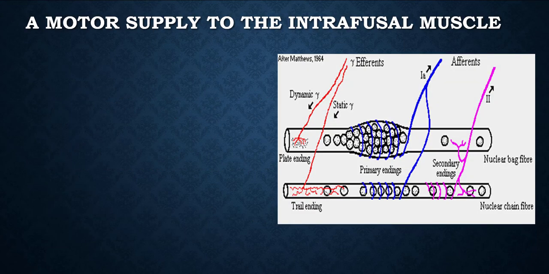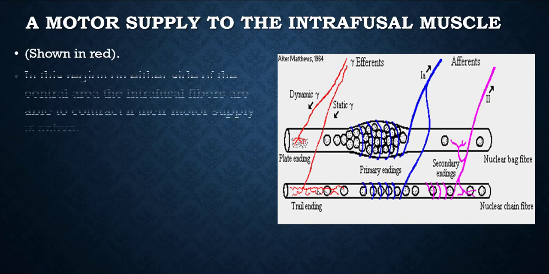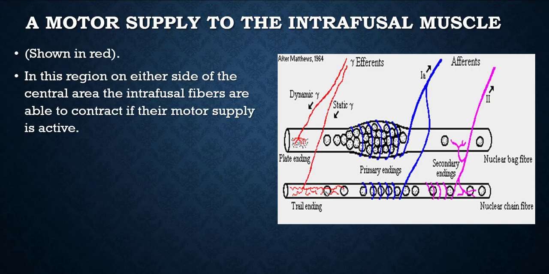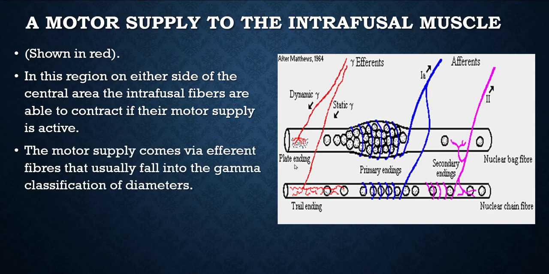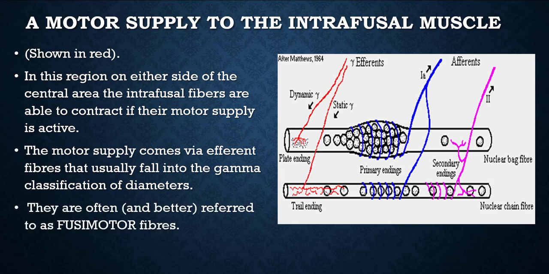A motor supply to the intrafusal muscles, shown in red color in this picture. In this region, on either side of the central area, the intrafusal fibers are able to contract if their motor supply is active. The motor supply comes via efferent fibers that usually fall into the gamma classification of diameter. They are often and better referred to as fusimotor fibers.